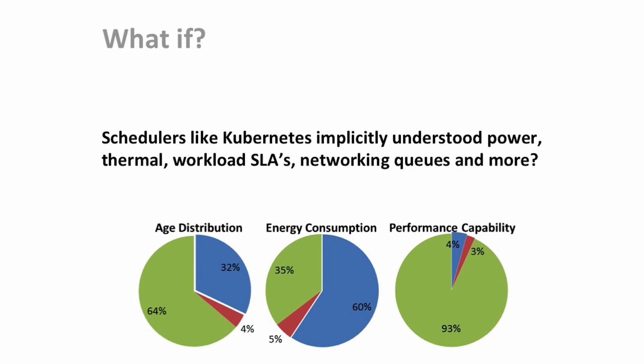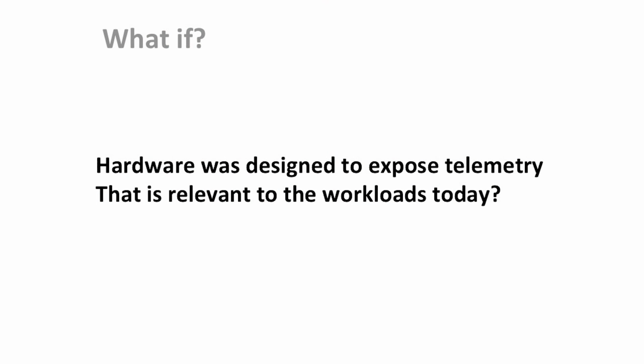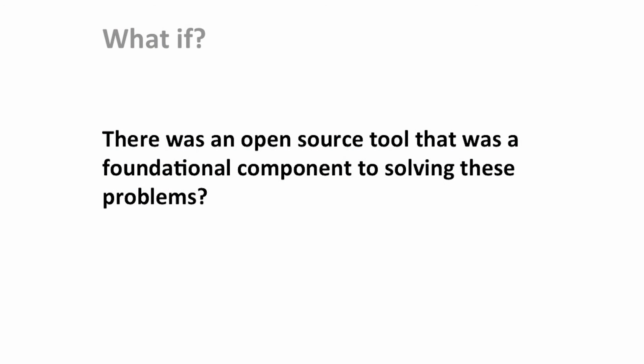What if schedulers like Kubernetes implicitly understood power, thermal, network queues, storage bottlenecks in a way where you can actually cross-schedule? And what if hardware is designed to expose telemetry that is relevant to the workloads today? So what if all that stuff ended up pushing back in the hardware roadmap in a way where you could actually do this stuff implicitly? So you just put something on an Intel server and instantly see how healthy it is without any kind of extra work.